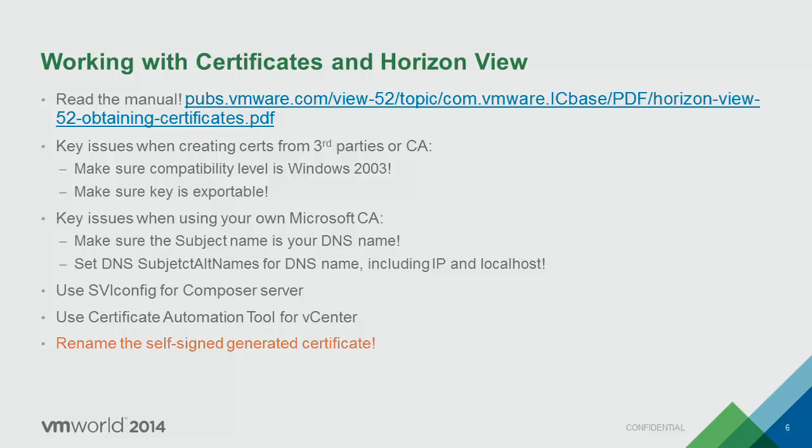If you use a third-party certificate with a third-party CA, then there's some key takeaways. You want to make sure that you have your key be exportable. You want to make sure the friendly name is VDM, and you want to make sure the compatibility is set right. We need to have the Windows 2003 compatibility level. But having the DNS name, the FQDN, as your subject alternative name, as well as your common name, as well as having the IP address as your subject alternative name, anytime you're going to access that server, you want to make sure that all those are listed in the certificate.